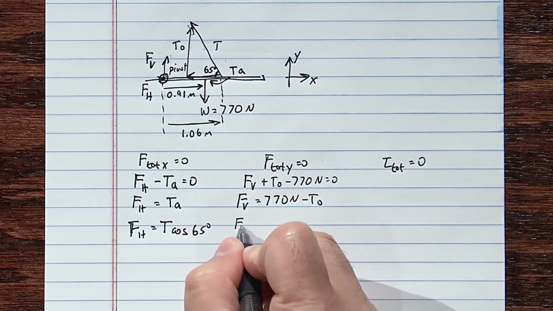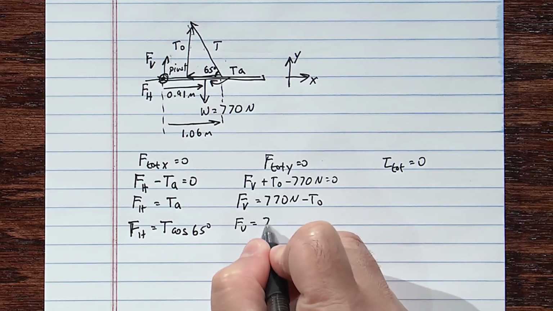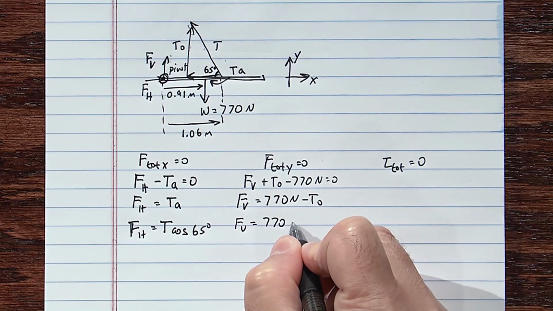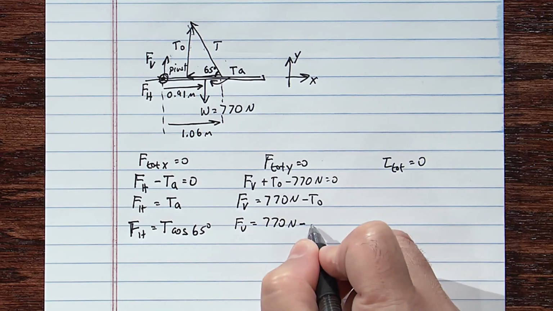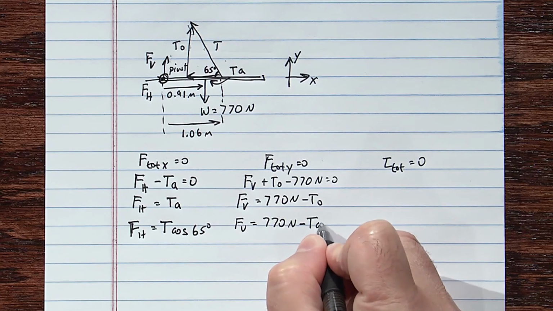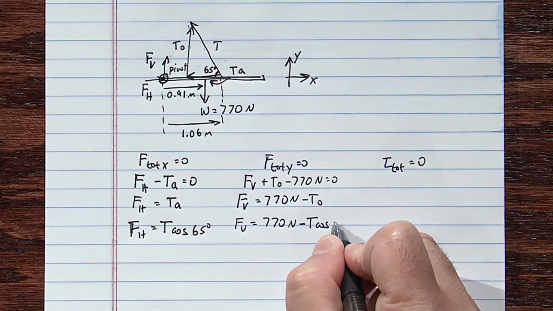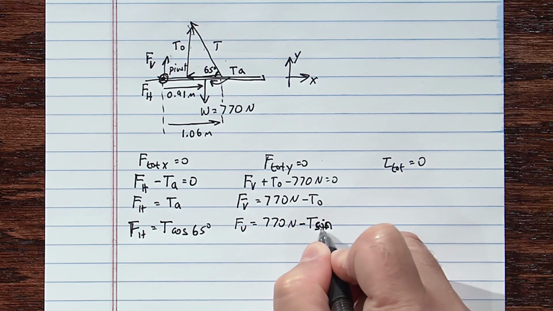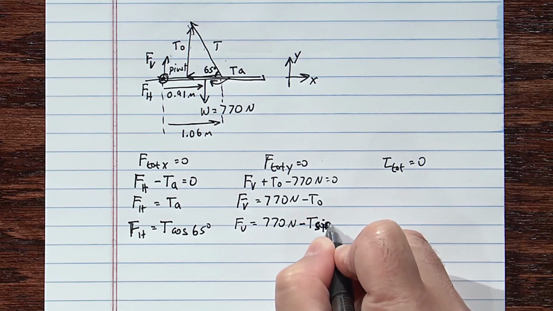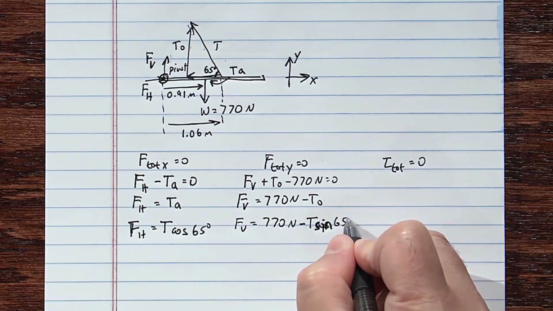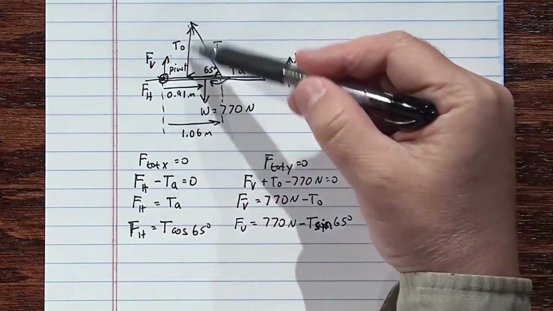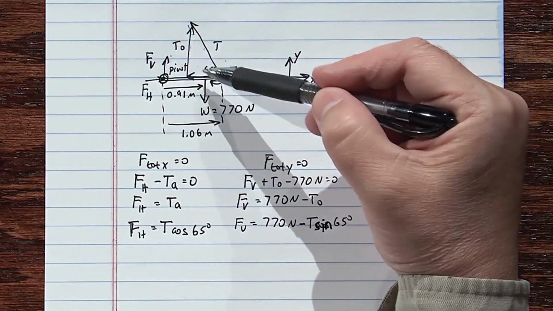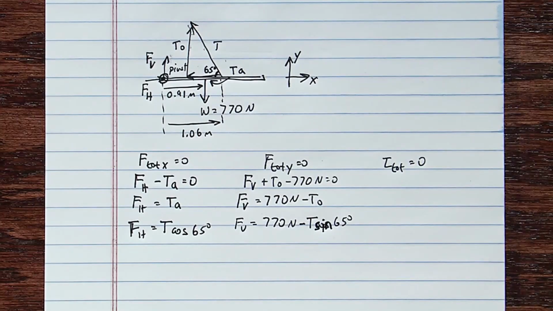That tells us that the vertical force is 770 newtons minus tension, sine, that should be sine because we're dealing with the opposite side, tension sine of 65 degrees. We're dealing with tension opposite the angle is sine. So tension sine of 65 degrees.